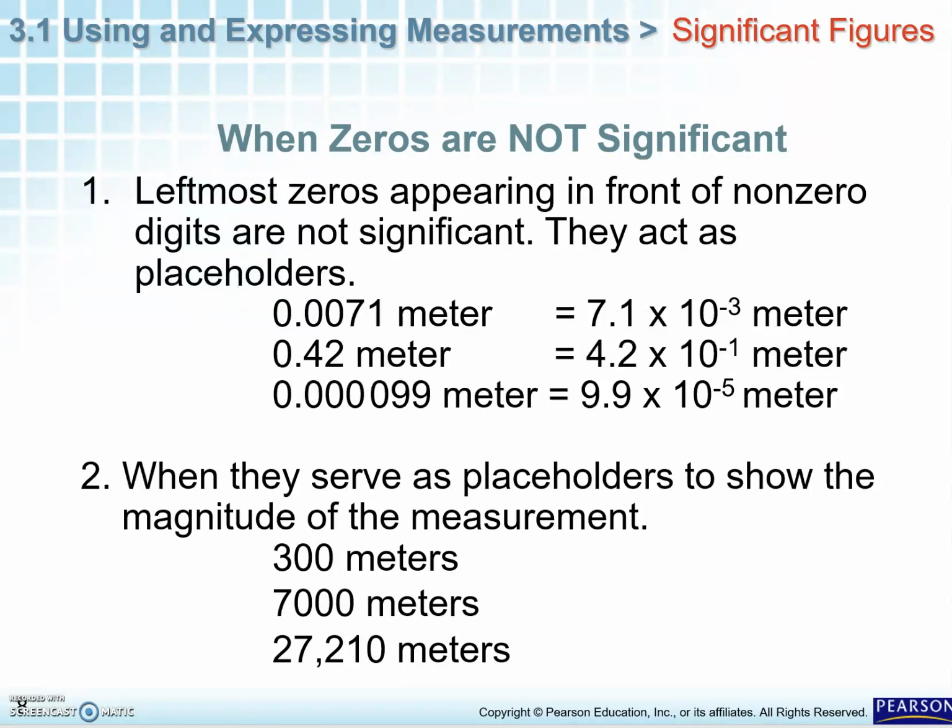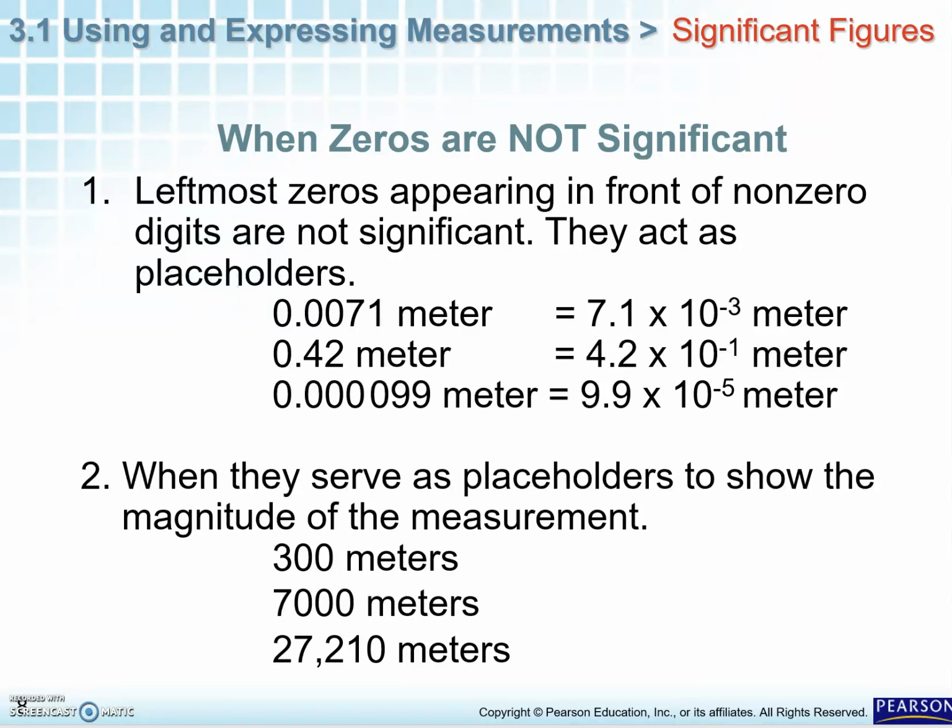Anytime the 0 appears in front of a non-zero digit, they're not significant. So, for example, 0.0071, all of these zeros are not significant. They are to the left of our significant numbers. They are simply acting as placeholders. Same with 0.42. If I were to get rid of this 0, this is still the same number.